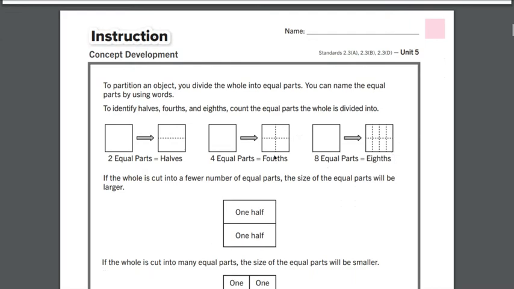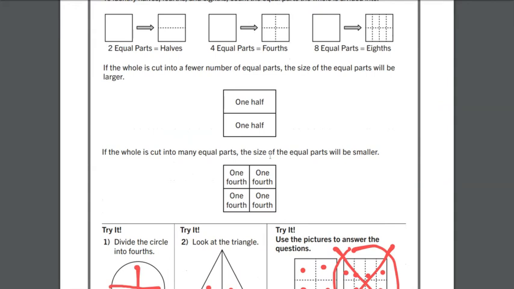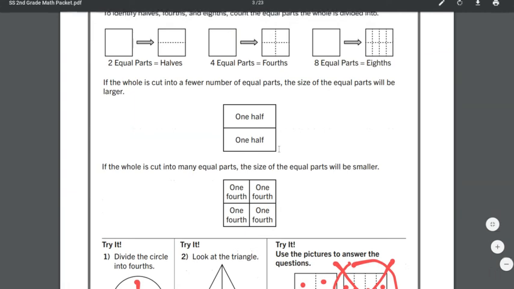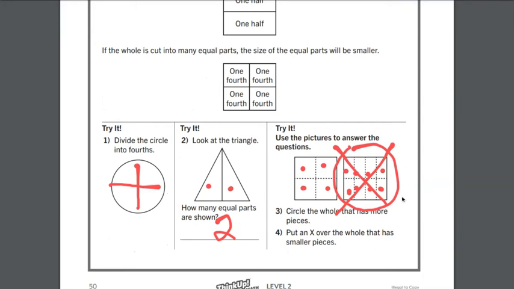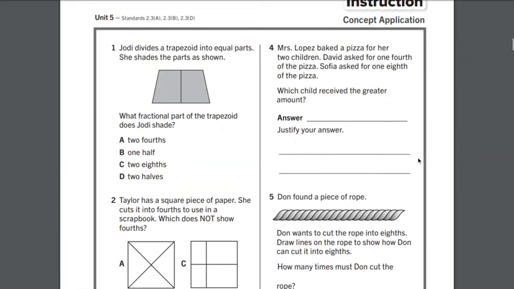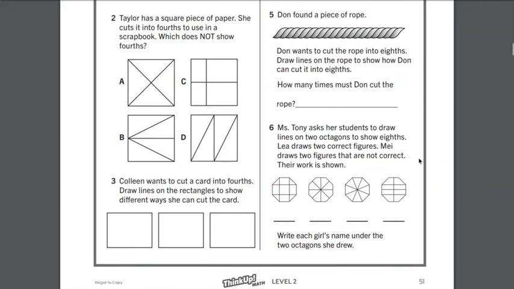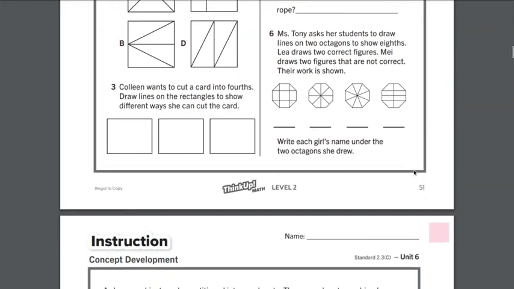Here's your information page. This is just giving you some reminder notes from when you were in school about 2 equal parts are called halves, 4 equal parts are fourths, 8 equal parts are eighths. So if you look down here at the bottom, I've given you some examples so you can look through that together with your parents, and that will help you complete this practice page right here. So this is page 51 in your packet. Page numbers are at the bottom right corner, right or left, depending on which side it came out of the book. You'll need to complete this practice page for that fraction.